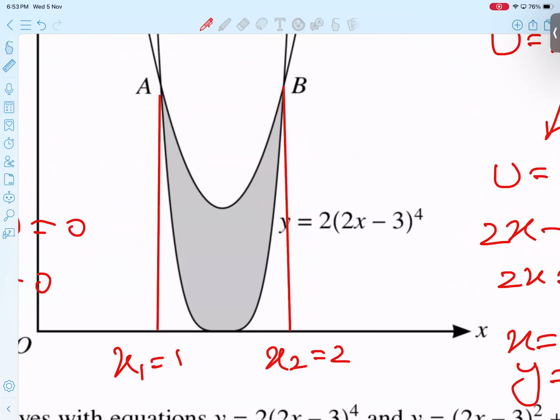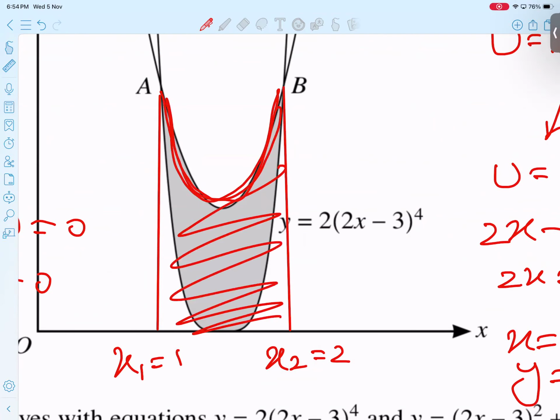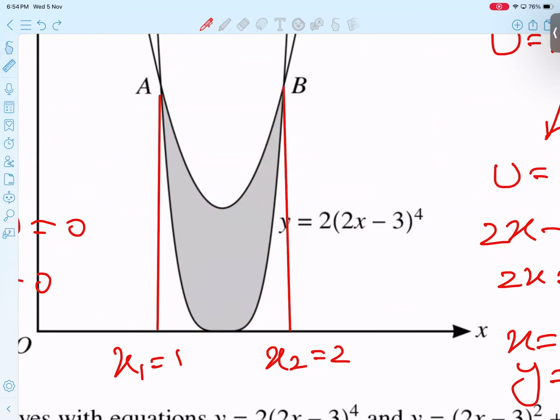If I integrate this upper curve, I'll get the full area down to the x-axis. If I integrate the lower curve, then I'll get this white region, this white area and this white area. And if I subtract them, I get the shaded area. I think this is clear.